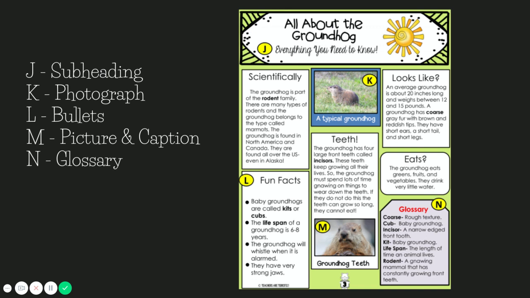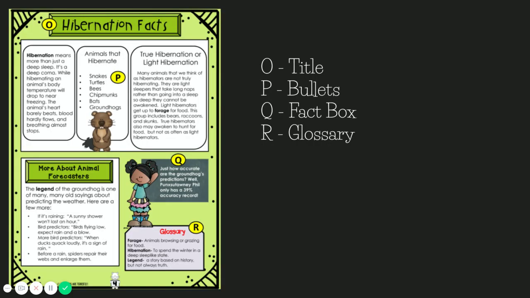And then once again, N shows us a glossary of keywords on this page. O gives us a title for this section, Hibernation Facts. P, we have another bulleted list. Q gives us a fact box, which is just a section that highlights a fun fact that's, again, put in a different section other than maybe a key set of paragraphs or words, just again to make the information a little more visually appealing.